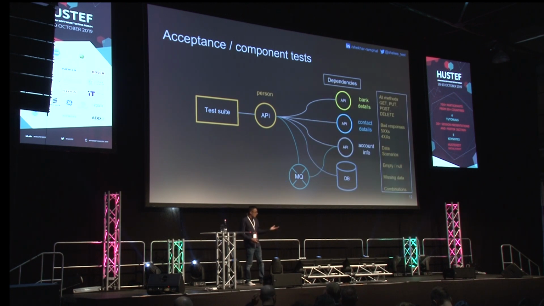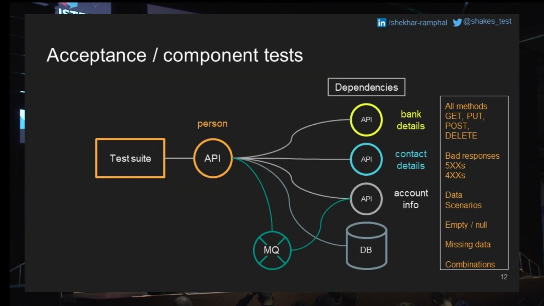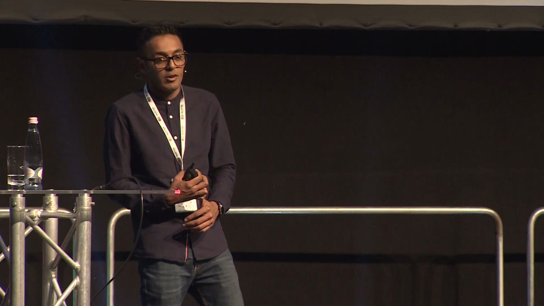So in this example, our person API has three other dependencies: bank details, contact details, and account info. And you can see in the orange block on the side that those are all the things I can test now because I have the freedom. This is the tester's holy grail, right? Every tester dreams of a place where you can control your entire ecosystem, have the API or system that you're testing isolated, and then control all the moving parts around it.